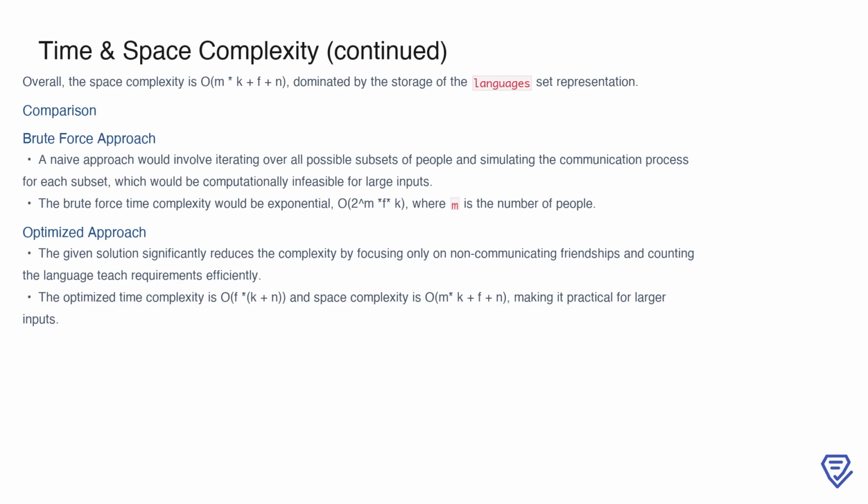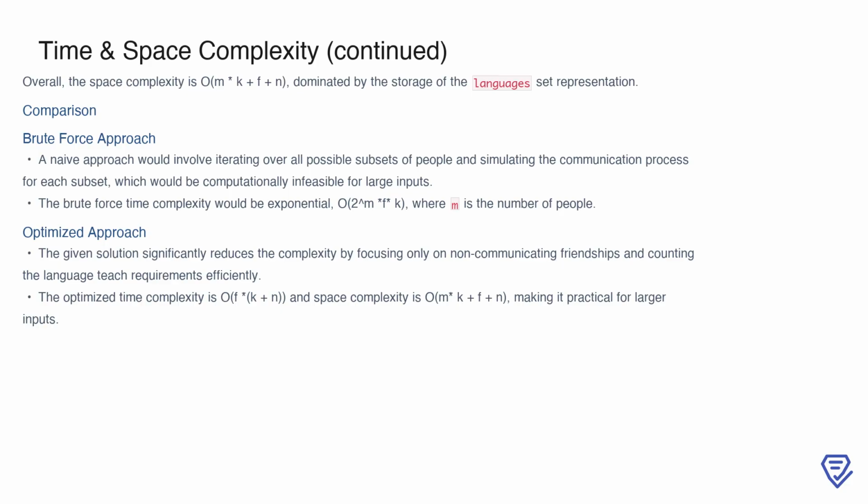When we step back to compare the optimized solution with a brute force approach, the difference in efficiency becomes clear. A naive brute force method would involve iterating over all possible subsets of people and simulating the communication process for each subset. This would mean an exponential time complexity of O(2^m * f * k), as we'd have to consider all subsets of m people.